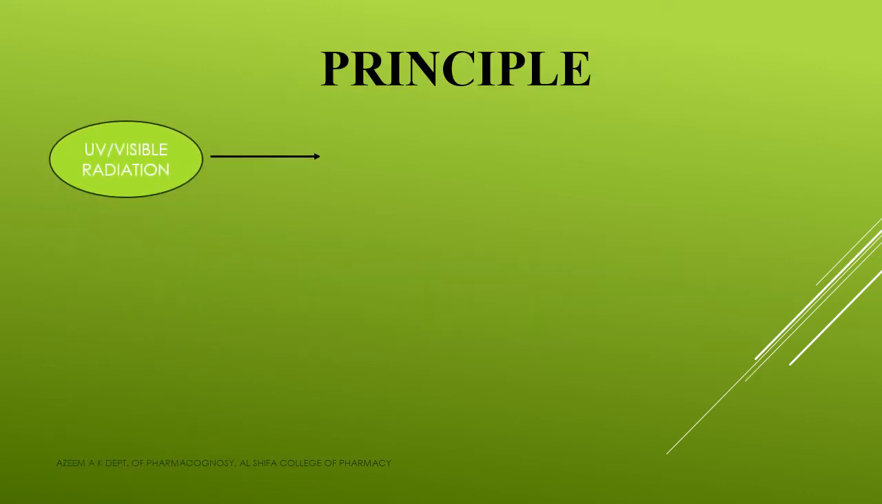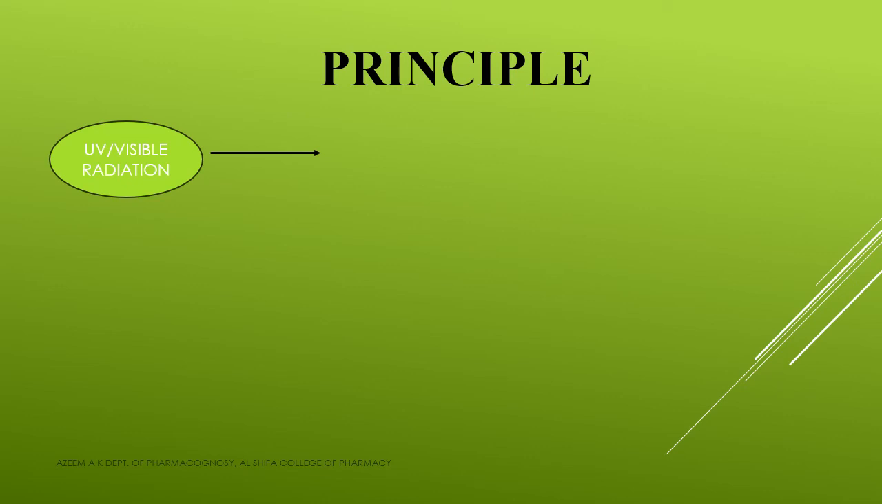Now we can see the working principle of the spectrofluorimeter. So the first thing required is UV or visible radiation. That is required because, as we already mentioned in the previous slide, when we give UV light or visible light, the excitation of these electrons and other things can be known.